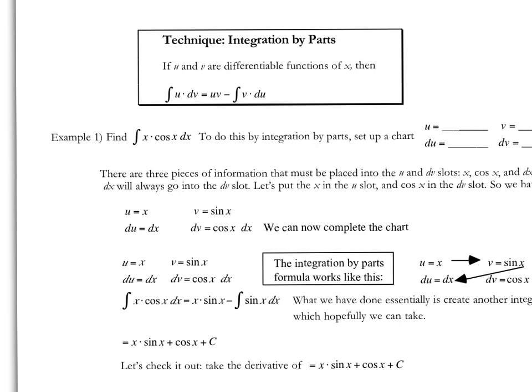Okay, so here's the first example they've got worked, and they've got it all worked out for us. Where you have x times the cosine of x, and we have to find the antiderivative of this. So what we do is we have to decide what is u and what is dv.